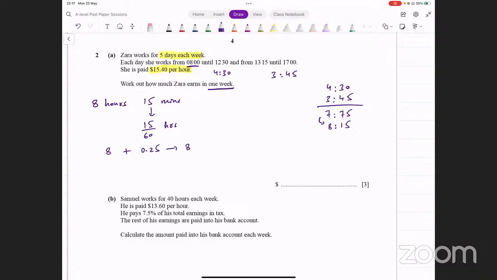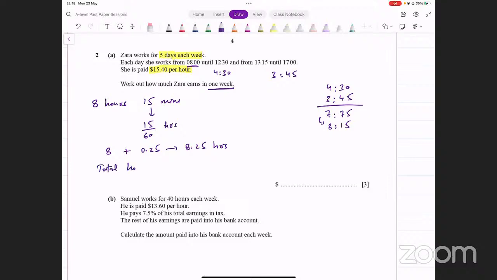That is 8.25 hours. ये उसका time आ गया for every single day. This is how much she works every single day. Okay, now she is working 5 days each week. और उसके total number of hours कितने हो जाएंगे?